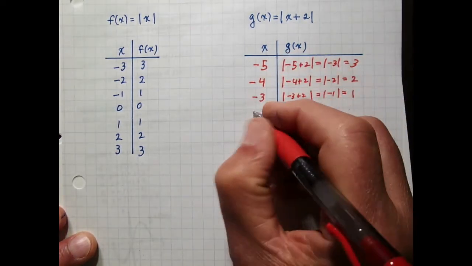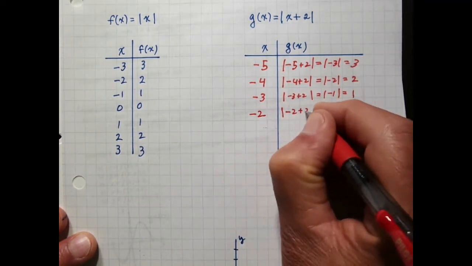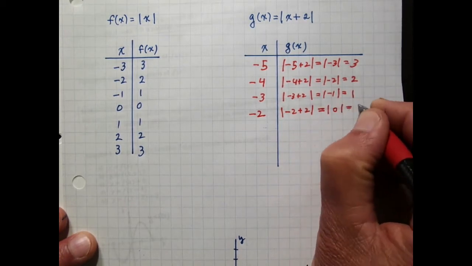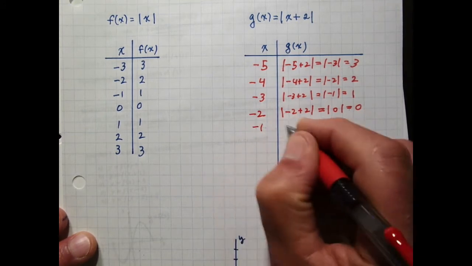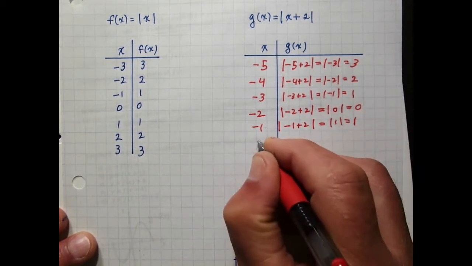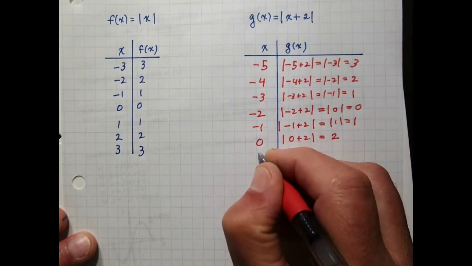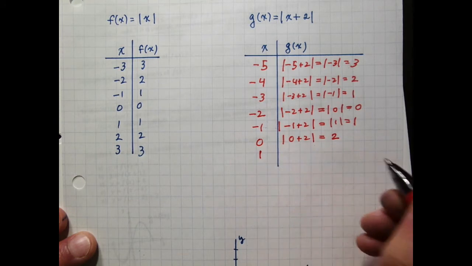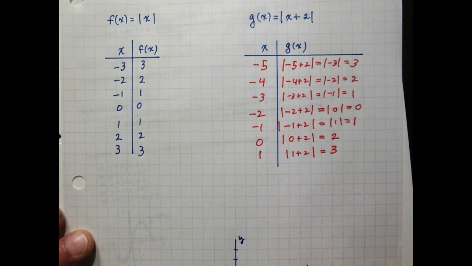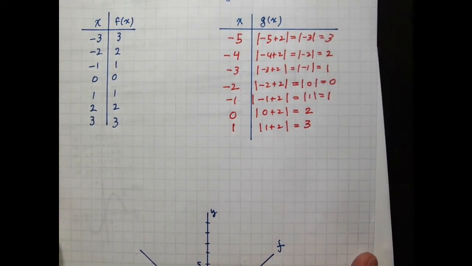So you don't have to know how to do this, all right? That's not essential. You may see it, but if you don't, that's fine. At negative 2, I get negative 2 plus 2 is 0. Absolute value of 0 is 0. At negative 1, I get the absolute value of negative 1 plus 2 is the absolute value of 1, which is 1. At 0, I get the absolute value of 0 plus 2, which is the absolute value of 2, which is 2. And at 1, I get the absolute value of 1 plus 2, which is the absolute value of 3, or 3. So let's go ahead and plot these points now. I have negative 5, 3.